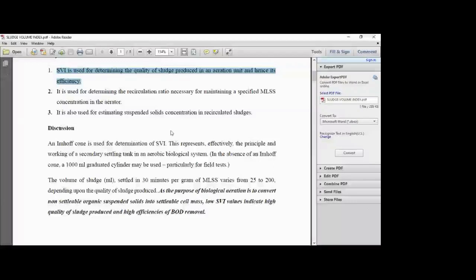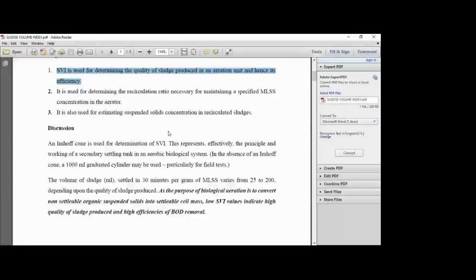The aeration tank will remove your non-settleable organic solids and non-settleable inorganic solids, right? Settleable organic solids have been removed in your PST. Settleable inorganic solids have been removed in the grit chamber. So which solids are remaining now? Non-settleable organic solids, non-settleable inorganic solids, and lastly the dissolved solids. So all types of dissolved solids are remaining to be removed.